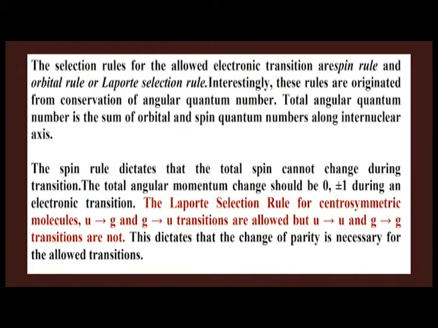In the Laporte selection rule for centrosymmetric molecules, u to g or g to u transitions are allowed, but u to u and g to g transitions are not allowed, where u stands for ungerade and g stands for gerade. This dictates that a change in parity is necessary for allowed transitions.